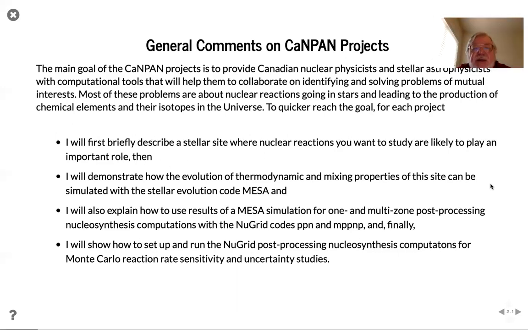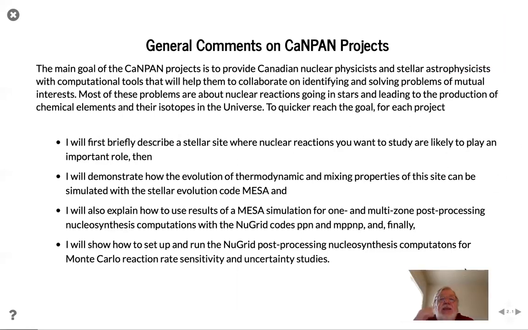The main goal of the CaNPAN projects is to provide Canadian nuclear physicists and stellar astrophysicists with computational tools that will help us to collaborate on identifying and solving problems of mutual interest. Most of these problems are about nuclear reactions going on in stars and leading to the production of chemical elements and their isotopes in the universe.